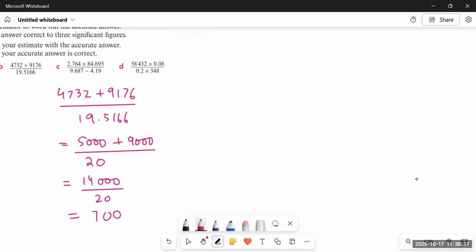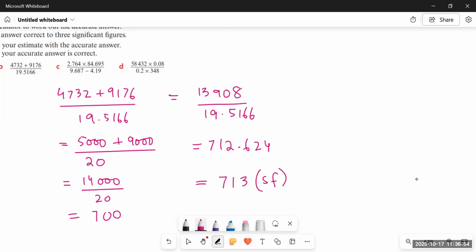right? And when we add 4732 and 9176, the accurate answer would be 13908. And then we will divide it with 19.5166, which gives us 712.624. And we will round it to three significant figures, which is 713, right? And yes, this is also very close to the estimated answer.